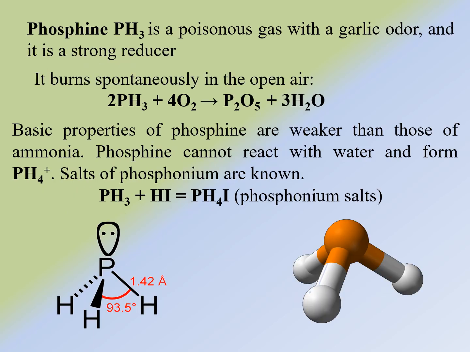This is the structure, yes? But what's the difference between phosphine and ammonia? The difference is in the angle, yeah? Not 107, but 93.5 degrees. And phosphine is not so basic. However, some salts like phosphonium iodide are known. It doesn't behave like ammonia. At least because it will be reacting with oxygen spontaneously. Once it is formed in the medium that contains oxygen, it will turn into P2O5. It's not stable.